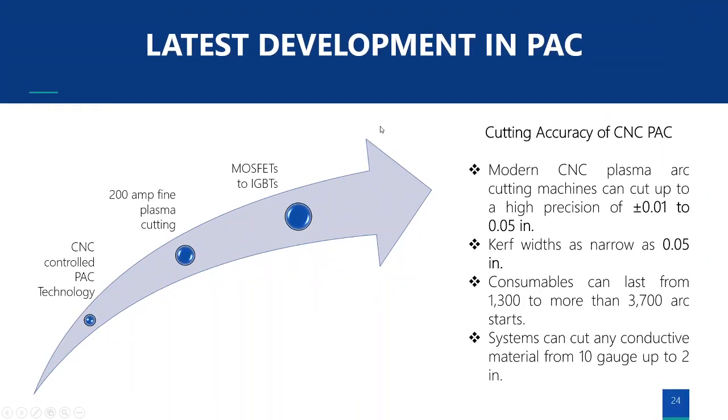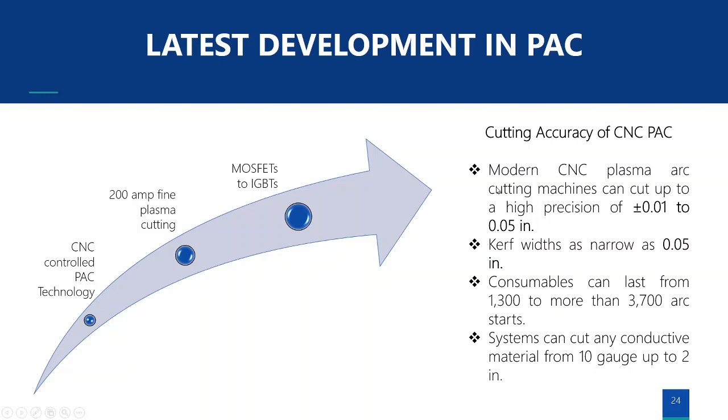This is the latest development in plasma cutting machines. There are three main developments. We have moved from manual plasma cutting to CNC plasma cutting. CNC means computer numerically controlled. They are very easy to use and understand. Number two is 200 amp fan plasma cutting. Number three is we have moved from MOSFET transistors to IGBT transistors.